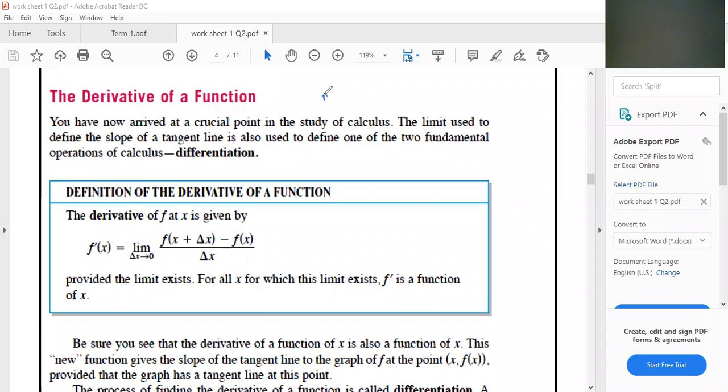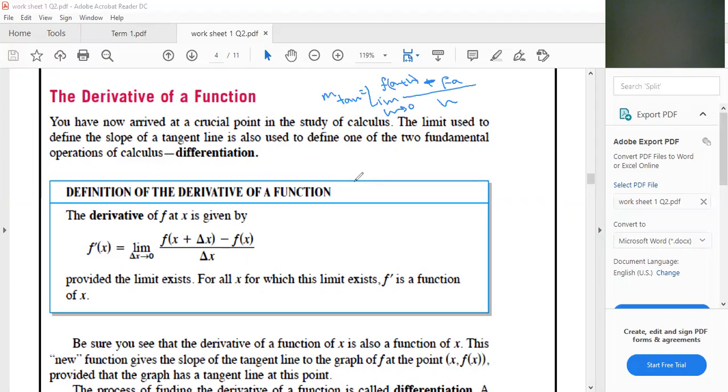Here, the slope of the tangent at a point a equals the limit, as h approaches 0, of f of a plus h minus f of a over h. How to find the slope of the tangent to the curve of the function? Okay, we use the calculus. Limit is one of the lessons in the calculus. By using the limit, I can find the slope of the tangent.